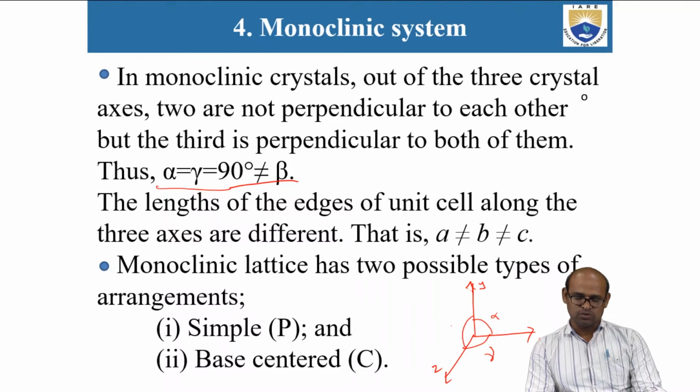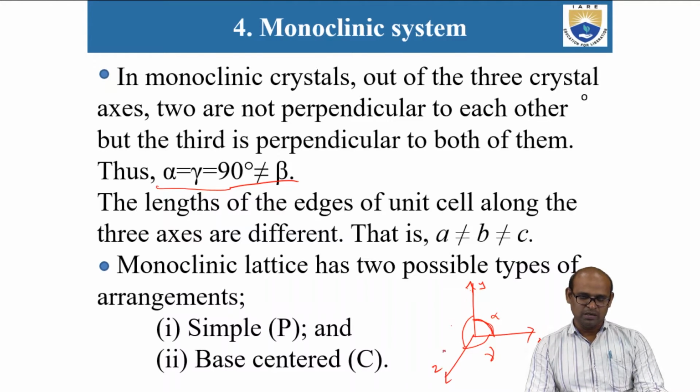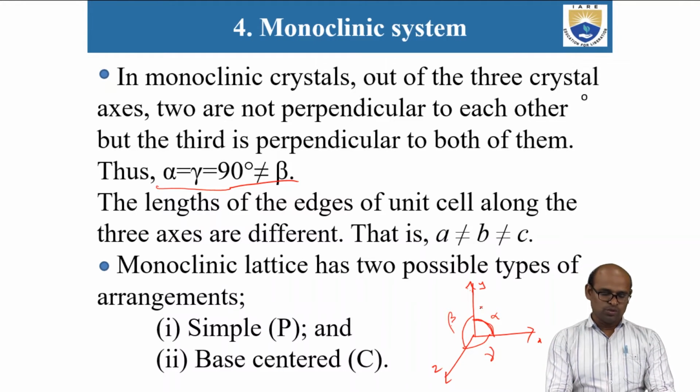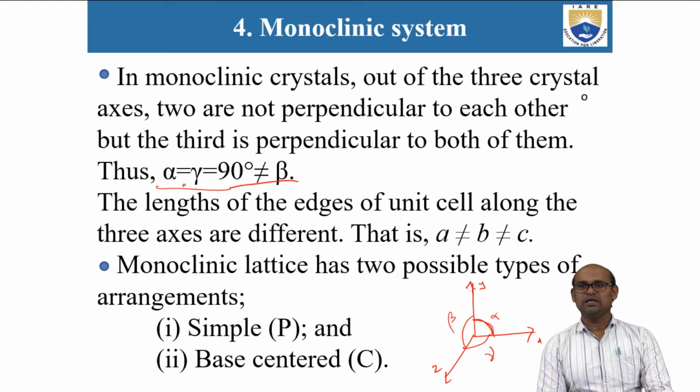The angle alpha between x and y, these 2 axes, is perpendicular to each other, so we have alpha equal to 90 degrees. And gamma, for example, between x and z is also 90 degrees. But the angle between y and z, which is beta, is not 90 degrees. So alpha is equal to gamma is equal to 90 degrees, but not equal to beta.